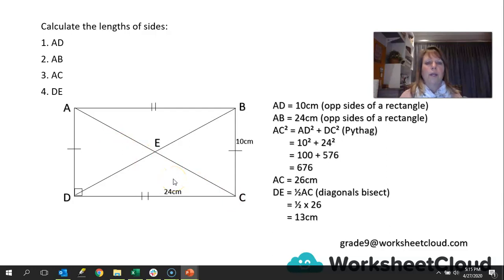AC squared is equal to AD squared plus DC squared. We know the measurements of AD and DC. We square them each. We get 100 and 576. We add those together. We end up with 676. Square root that to get to AC, which is 26. We know also, as one of the properties of a rectangle, that our diagonals are equal. So therefore, we cut this 26 in half to get half of a diagonal, and that is 13 centimeters.